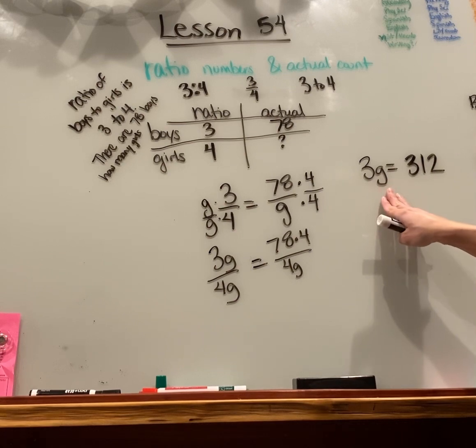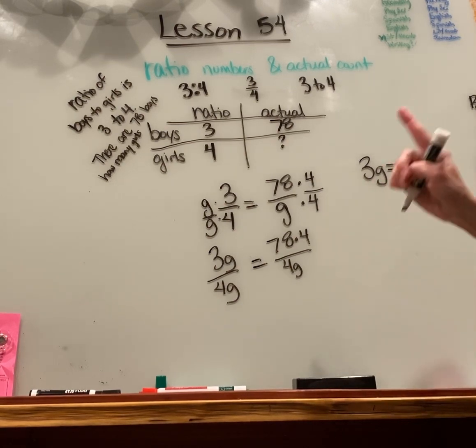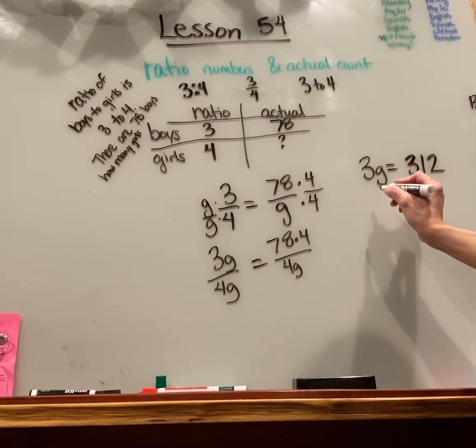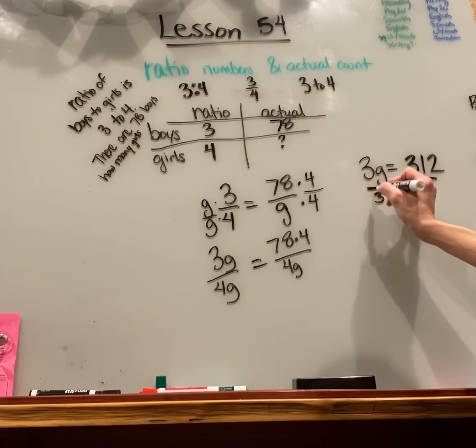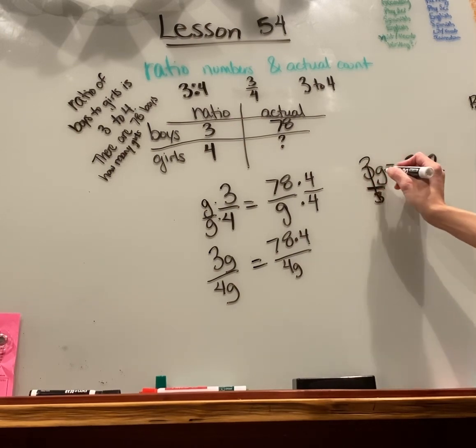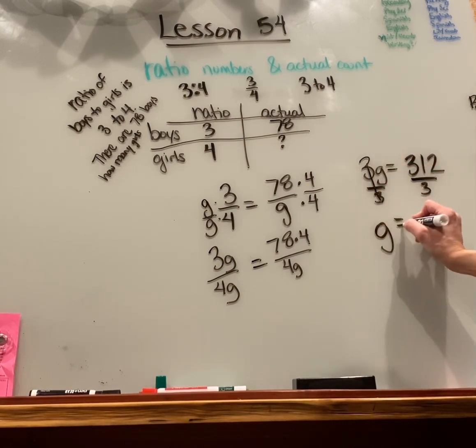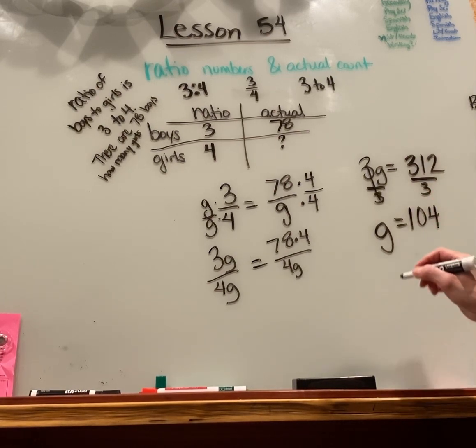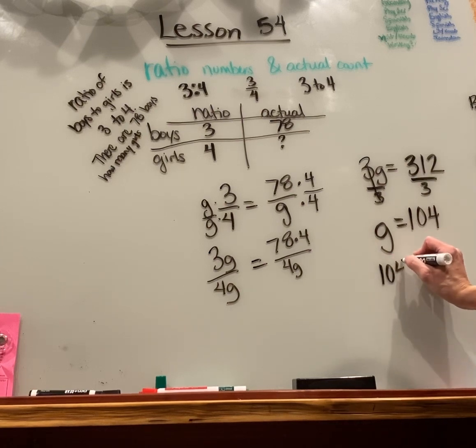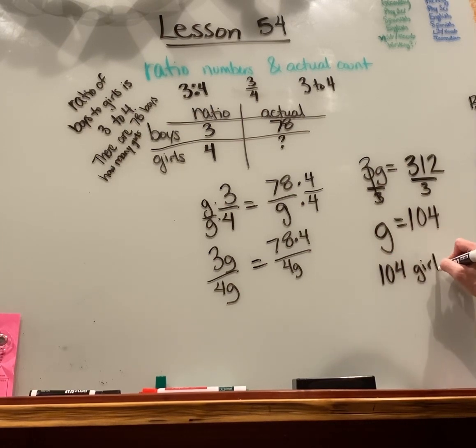To get G by itself, we have 3 of them. We need to divide by 3 to find out what 1G would be equal to. So if I divide both of these by 3, I can write it as a fraction. 3 over 3 is 1. So now we're left with G. And then 312 divided by 3 is going to be 104. So there are 104 girls at the school.